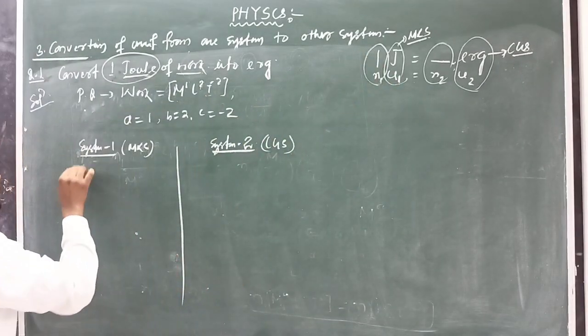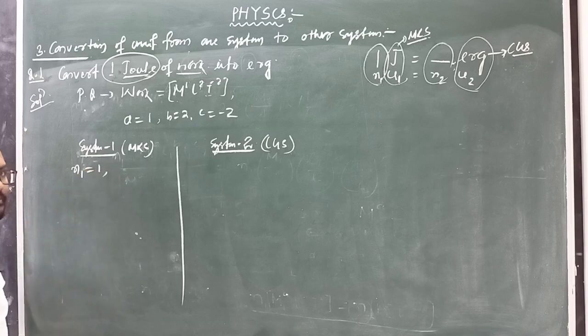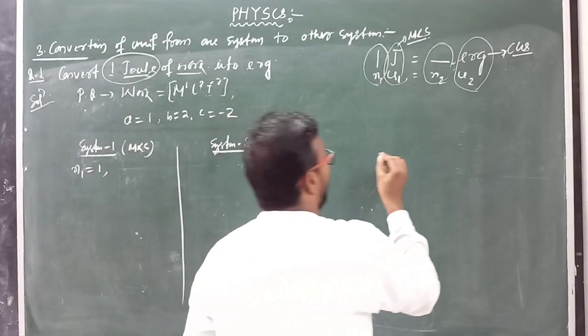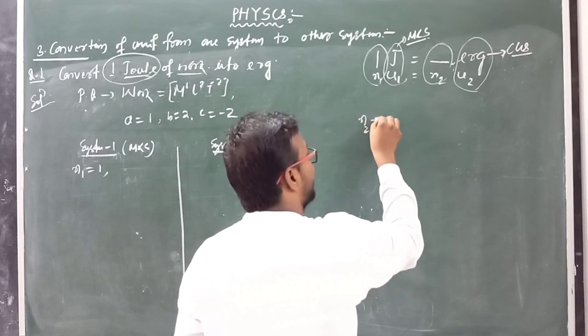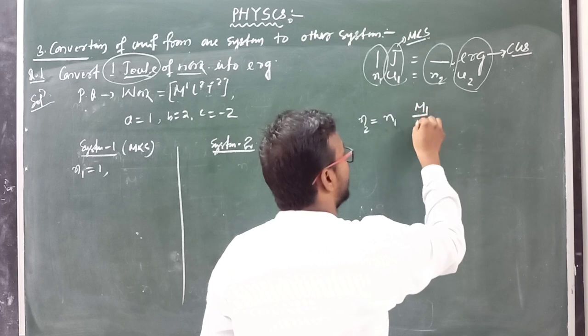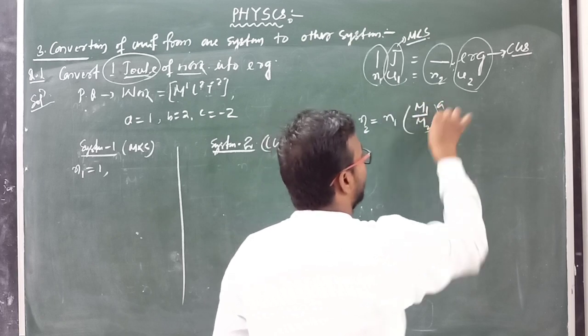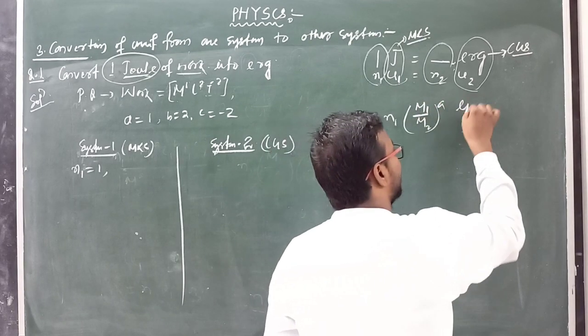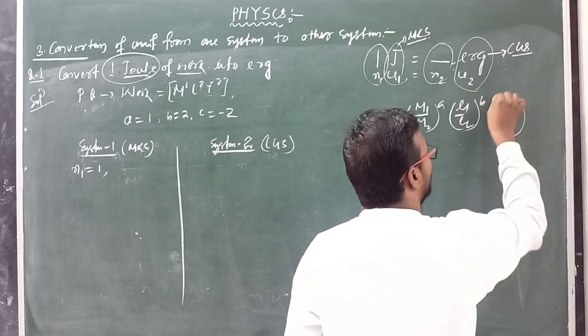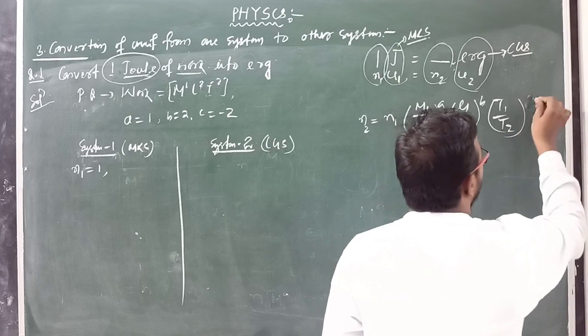So you can write here n1 equal to 1, and again we have a relation. What is that relation? How to calculate n2? Because n2 equal to n1, we already derived the relation (M1/M2)^a, and here (L1/L2)^b and (T1/T2)^c.